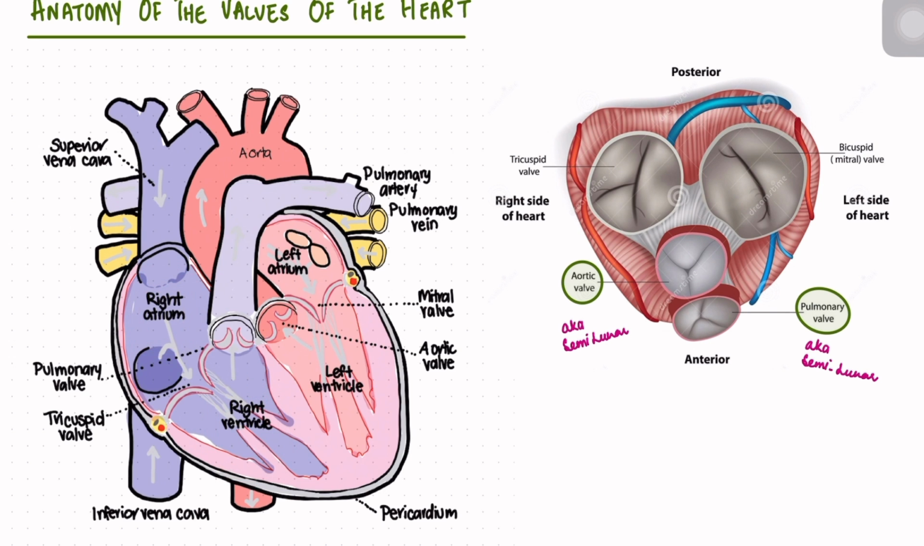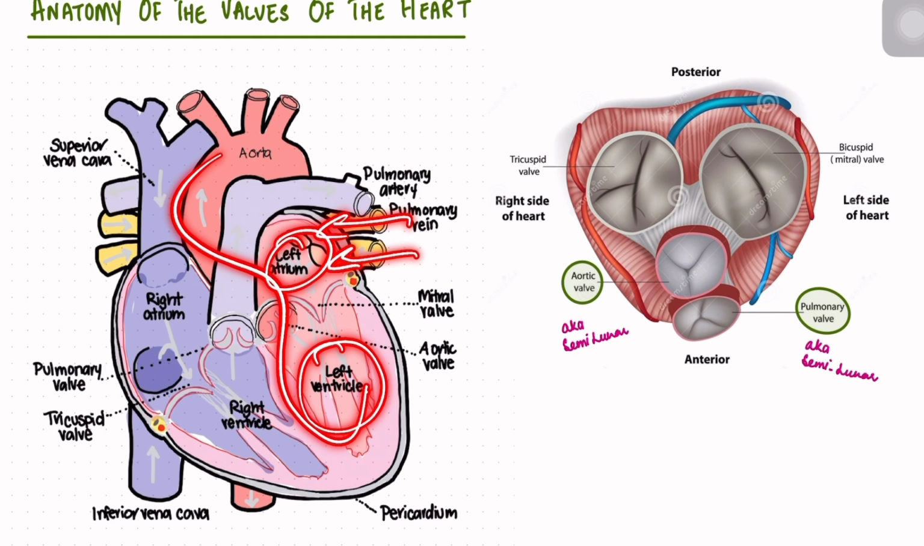And then we also have two more valves, which are the aortic valve and the pulmonary valve. The aortic valve is basically the valve to the aorta. So the aorta is supposed to propel the blood from the ventricles to the rest of the body, and this is going to be oxygenated blood that comes back from the lungs to the left atrium and then the left ventricle and then to the rest of the body.